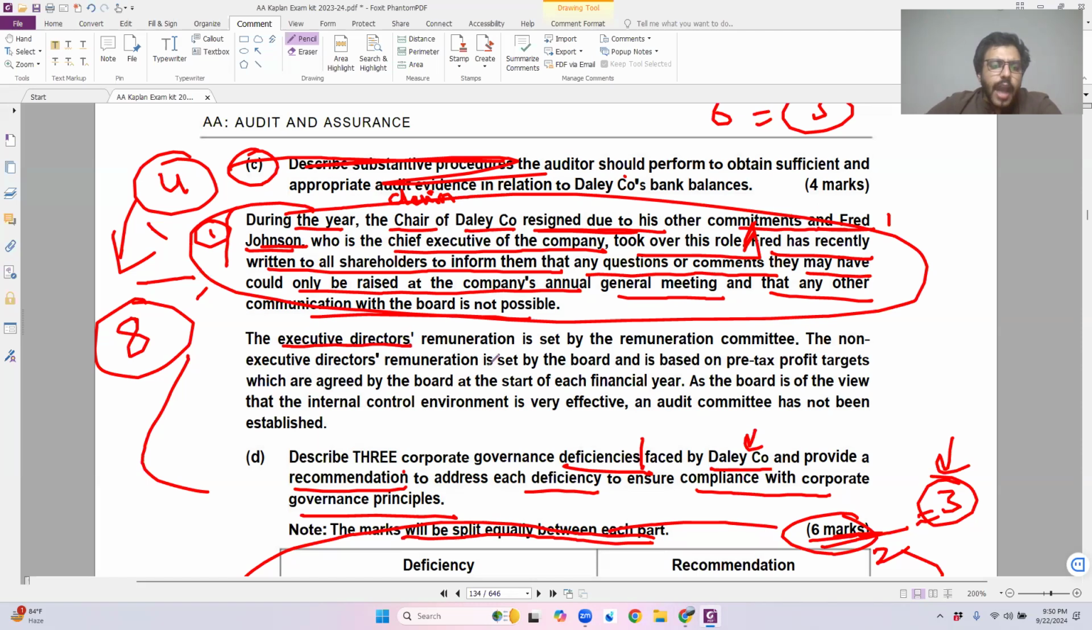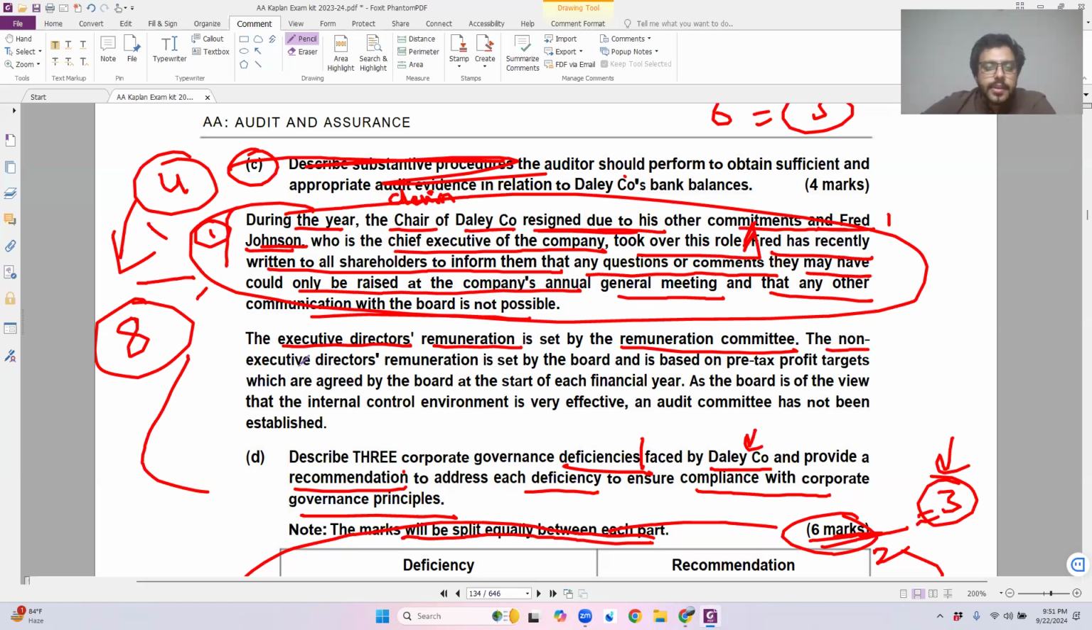The executive director's remuneration is set by the remuneration committee. Great. That is a good thing. That is what the remuneration committee is all about. There is nothing wrong here. Good. This is the first thing identified as good, but I don't need to write it down. The question does not say that we should write down things that are being done well.